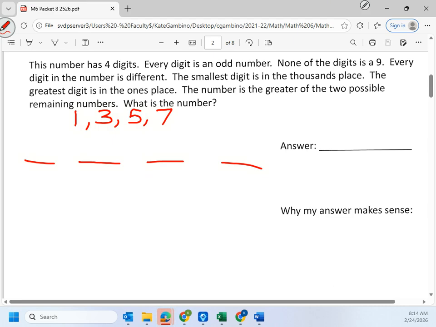The smallest digit goes in the thousands place. So you're going to put your smallest number that we have listed into the thousands place and then cross it off. The greatest digit, the biggest number, goes in the ones place. So that leaves us 2 places and 2 numbers. The hundreds digit is the greater of the 2 possible remaining numbers. So if the thousands is the biggest place, then we have the hundreds. You're going to probably want to put the next biggest number in that hundreds place, right? Because we want to make it the biggest number that we can. So you're going to show me all 4 numbers, making sure you're following those rules.